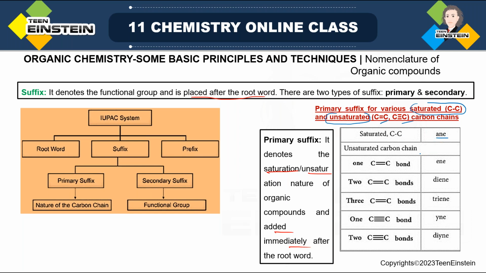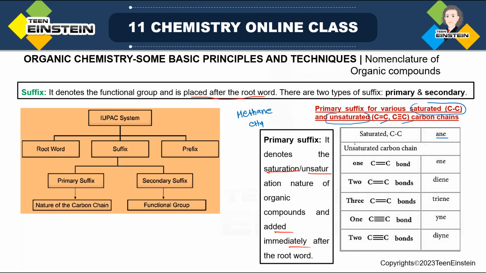Remember, in case of one carbon, the root word is meth. Now just after the root word meth, if you add ANE, you are getting the molecule CH4. So in this way, by combining the root word and the primary suffix ANE, you are getting the name of the molecule CH4, which is methane.